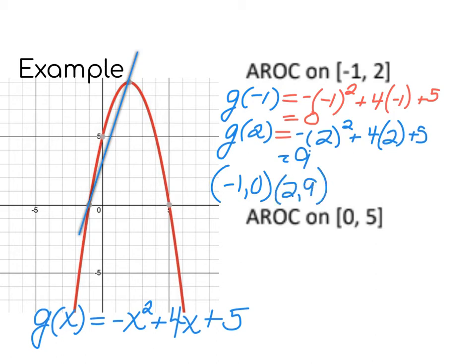And now all I'm doing is finding the slope of the line through those 2 points. When I do that, I get 9 minus 0 over 2 minus -1, which would be 9 over 3, which reduces to 3. So my average rate of change here would be 3.